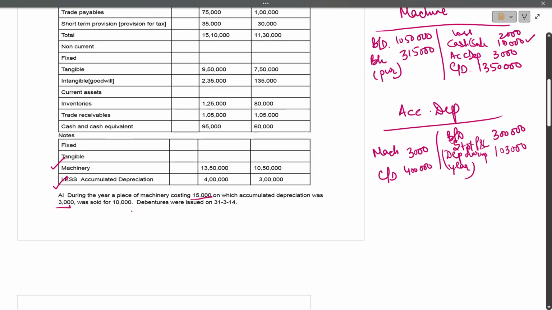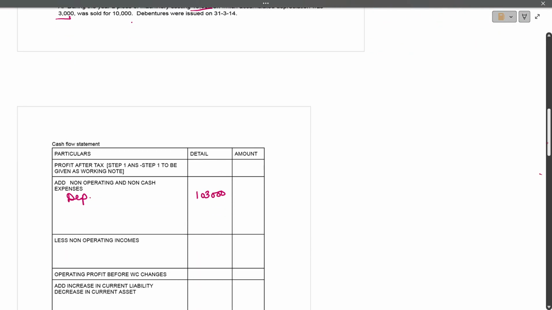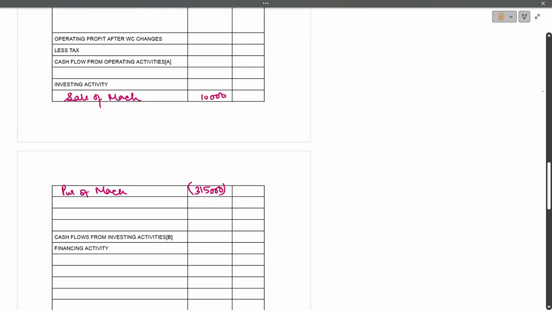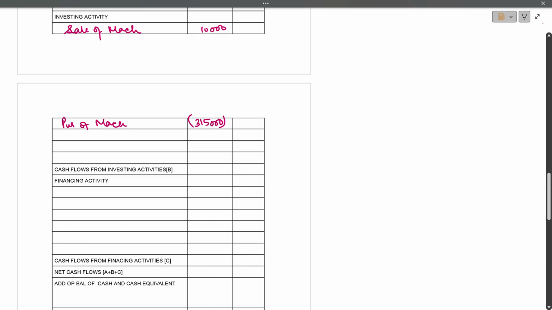Again, this needs to be shown at two places. I show here interest on debenture under operating activities. I also show it here. I am adding. Please remember, here it is added. By default, some of you put it in bracket. Don't do that. But yes, in your financing activity, interest on debenture amount was 10,000 is an outflow.